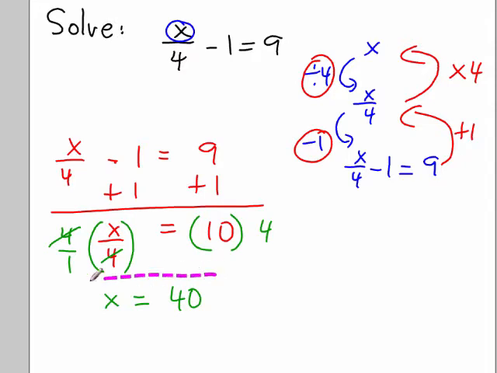Really? x equals 40? Let's check it out. Plug 40 back into the equation. 40 divided by 4, just talk it out. 40 divided by 4 is 10, minus 1 is 9. Yes, that's true, and I know I've solved it correctly.